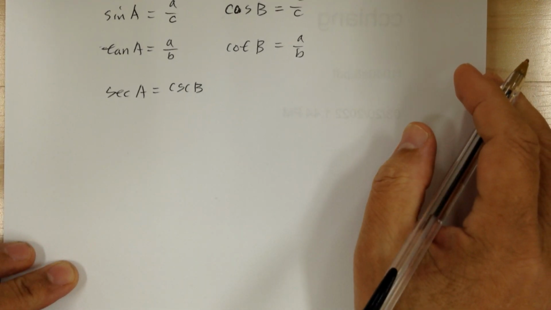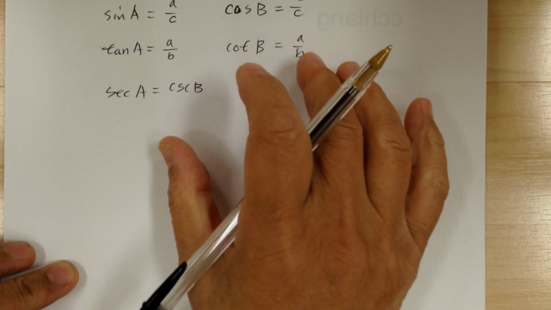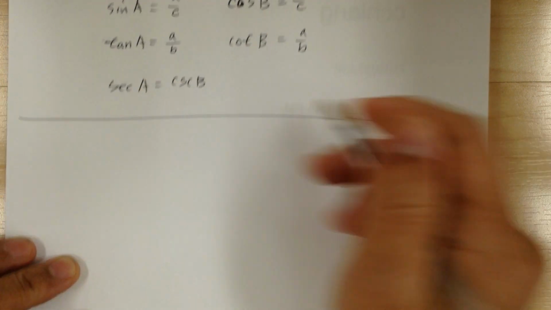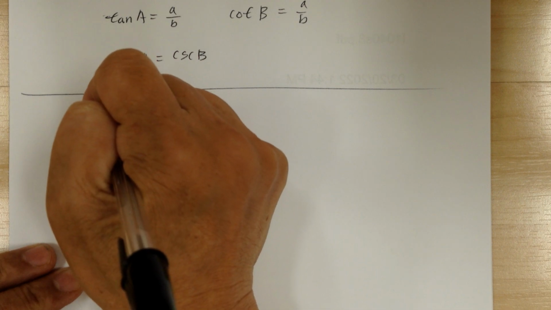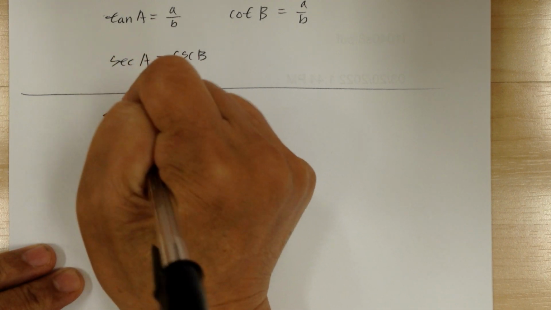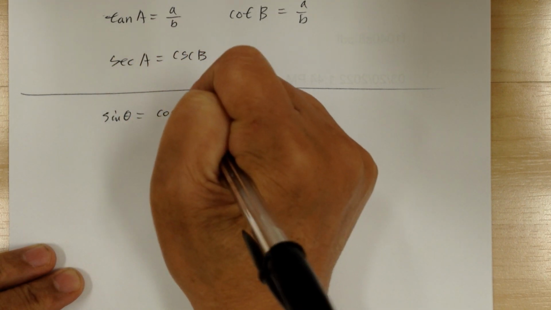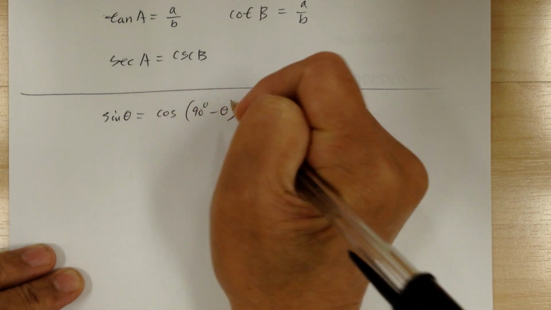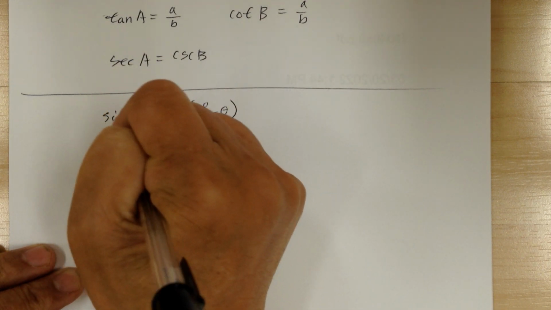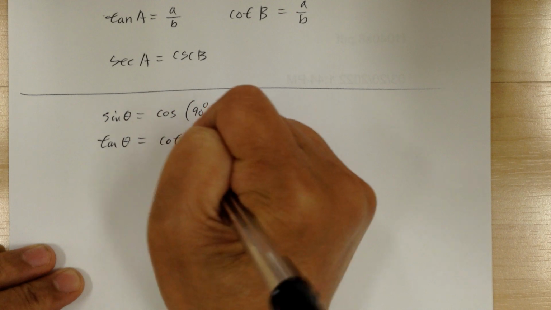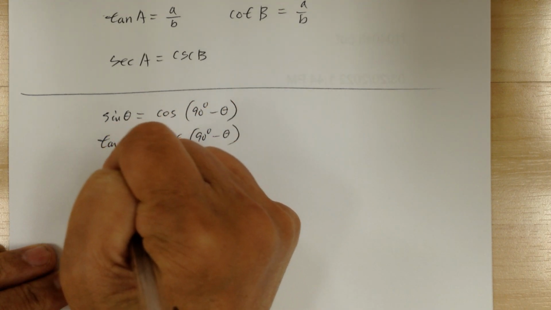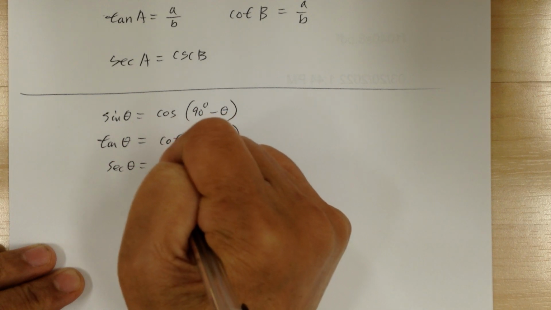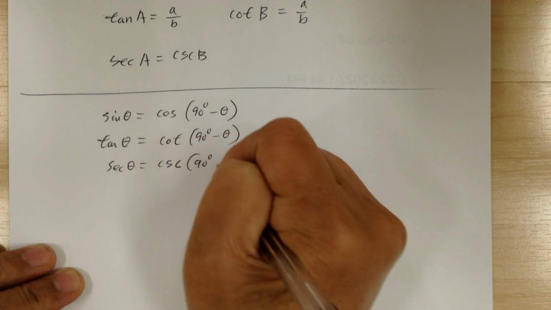Okay, so now let's look at the other ones, the one in the gray box. So you also have sine theta equal to cosine of 90 degrees minus theta. Okay, and you got tangent theta equal to cotangent of 90 degrees minus theta. And you got secant theta equal to cosecant of 90 degrees minus theta.